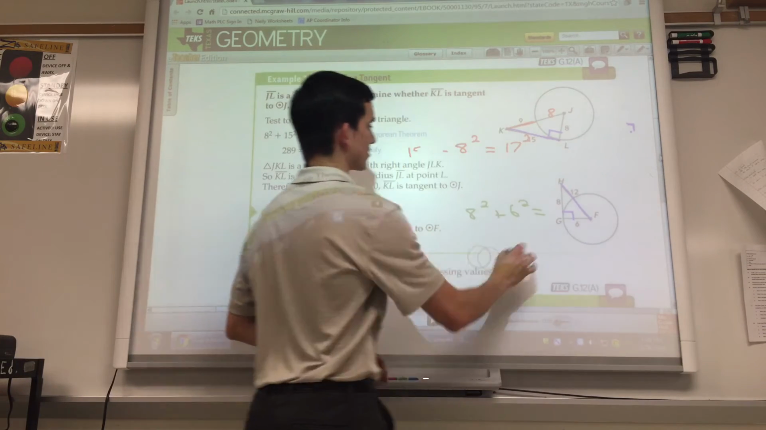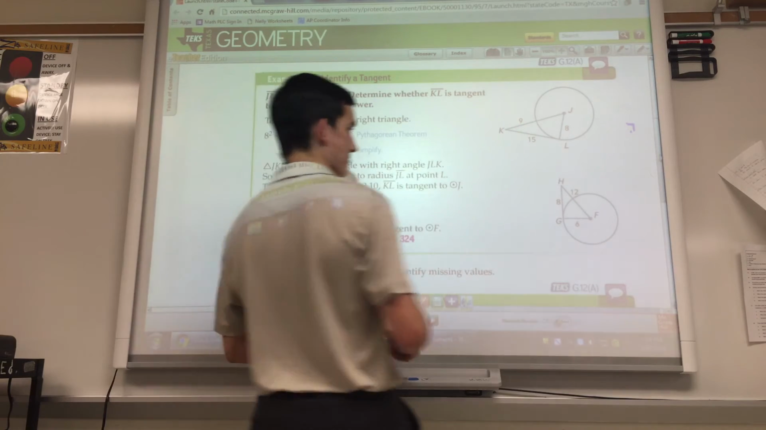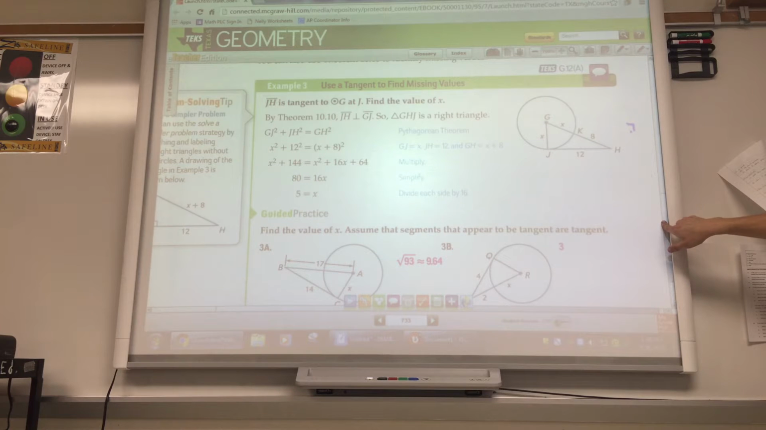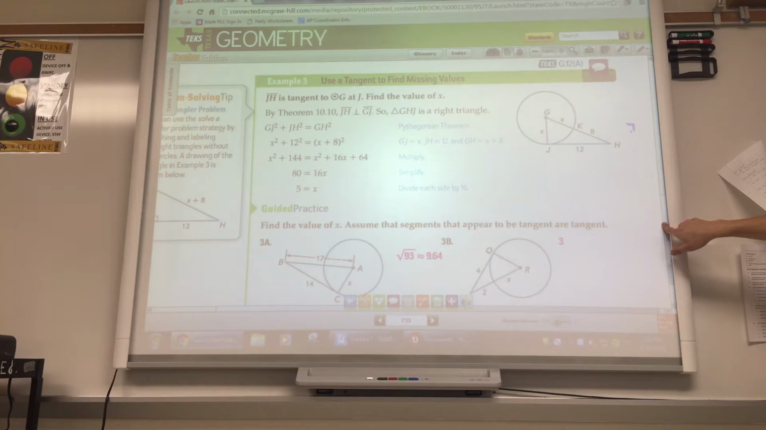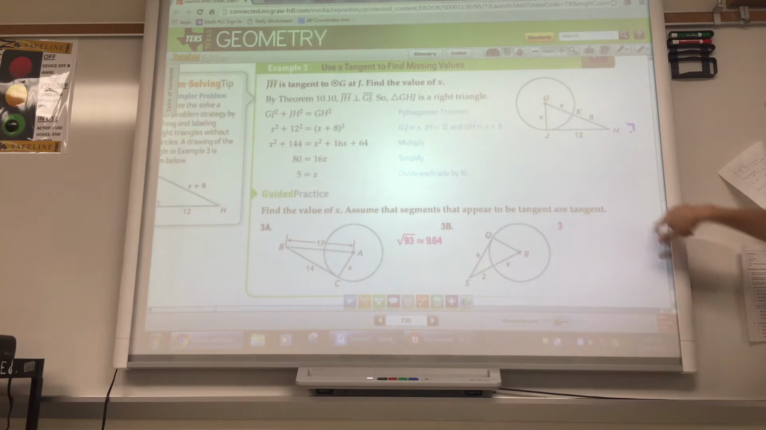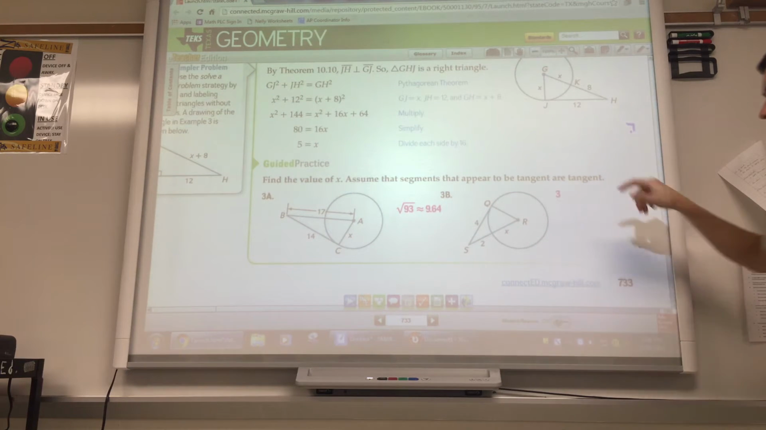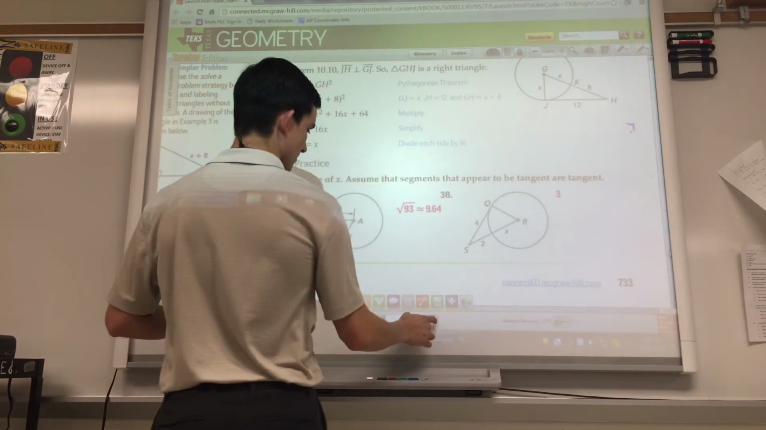All right, let's keep going with this. I just want to get all of these examples out of the way, and then you guys can start practicing. Okay, that's just the same idea, except a tougher sort of problem. Same idea. So, going to the next page.